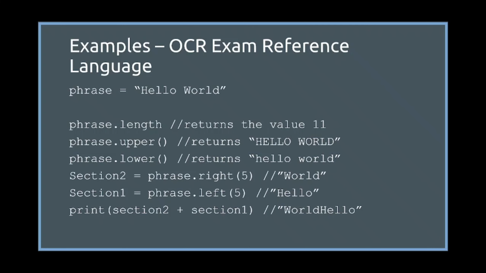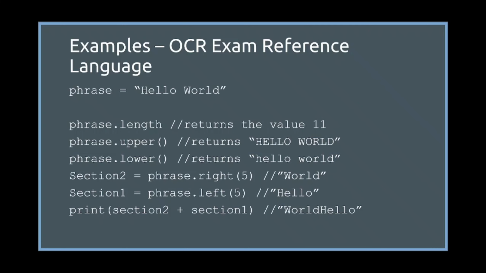We have .upper and .lower. They're quite self-explanatory. They change it either into all caps or all lowercase. So you can see .upper gives me hello world all in capitals. Phrase.lower gives me hello world all in lowercase.